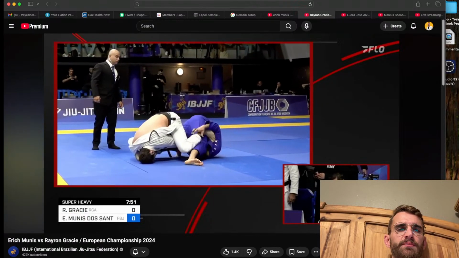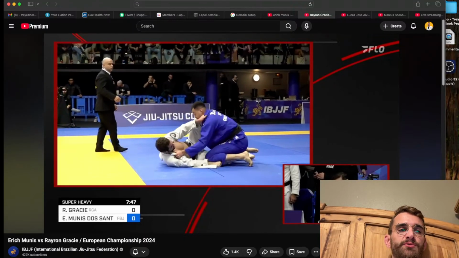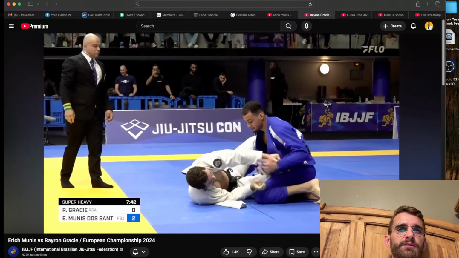That was actually a good sweep attempt, and Heron does a good job. I bet he actually did a really good job of getting his heel to his butt and initially posting on his head. It's actually really good.